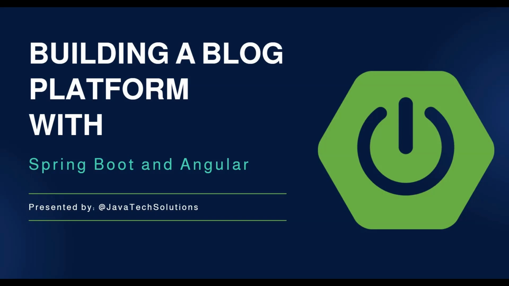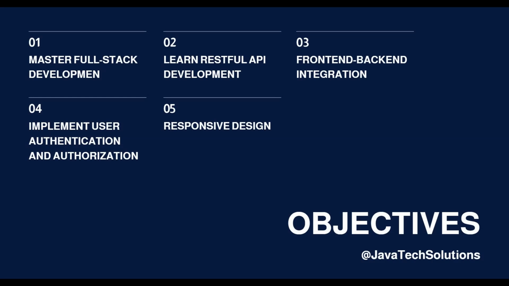Welcome to this comprehensive tutorial series on building a robust and feature-rich blog platform using Spring Boot and Angular. This project aims to provide a hands-on learning experience in full-stack development, covering both backend and front-end technologies. By the end of this series, you will have a complete blog platform where users can create, edit, add, and view comments. So it has 5 objectives for building a blog platform using Spring Boot and Angular.